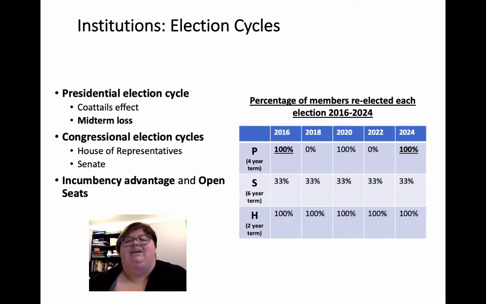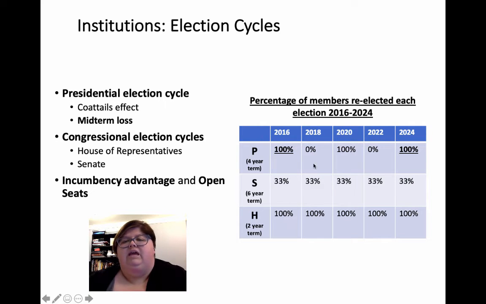Midterm loss is when 2 years later the president's party usually loses seats in the legislative body. So if you look here, there's a chart. 2016 would be when Trump was elected, and I have that bolded and underlined because it had to be a new president that year because the previous one was term limited. We had 33% of the Senate up for grabs. Remember, the Senate is staggered in terms, so they all have 6-year terms, but they don't all expire at the same time. And then 100% of the House is up for grabs every 2 years because their terms are only 2 years.